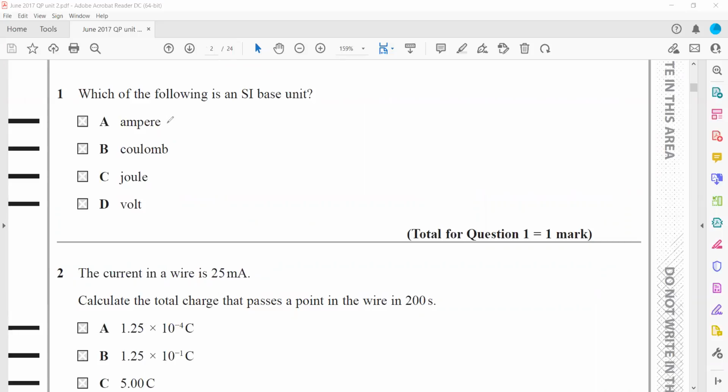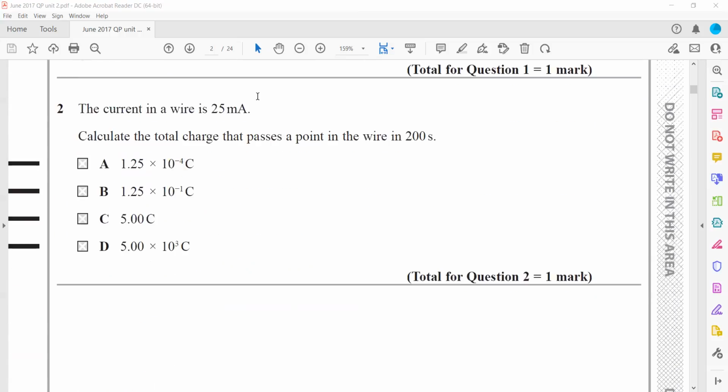So ampere is the unit for the current. So that is true. That is a base unit basically. Coulomb is a unit, but that is not the base unit. Joules is not a base unit. Volts is not the base unit. So the base unit of the current is ampere. That's why A was the right answer.